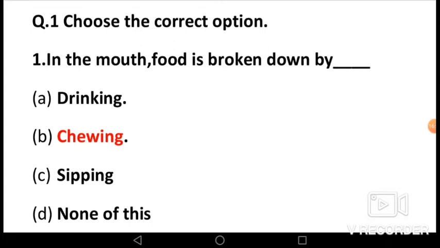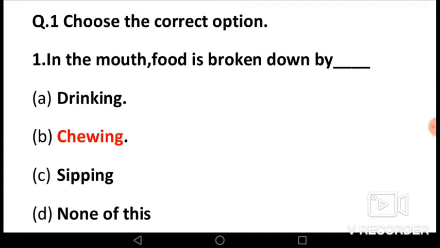The first question, choose the correct option. First MCQ: in the mouth, food is broken down by, option A drinking, option B chewing, option C sipping and option D none of these. The answer is chewing, because in the mouth food is broken down by chewing, and we all know that the digestive system diagram labels start from the mouth.